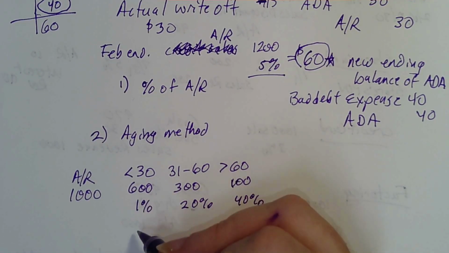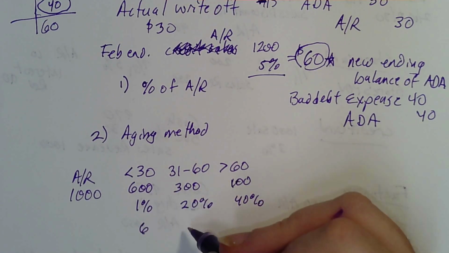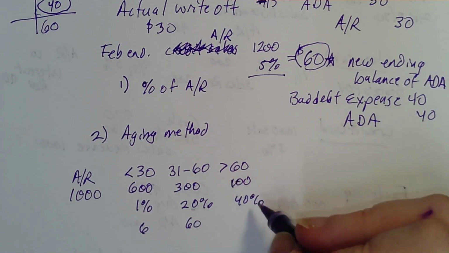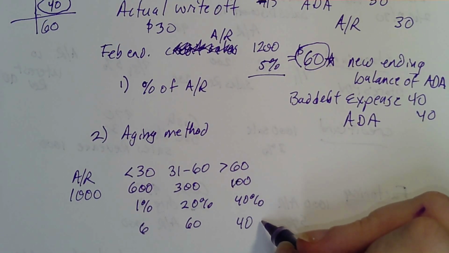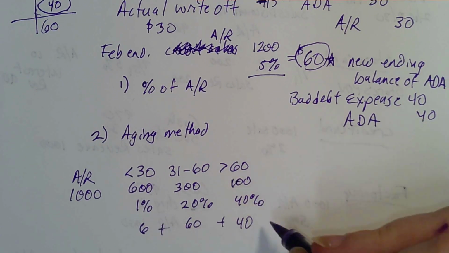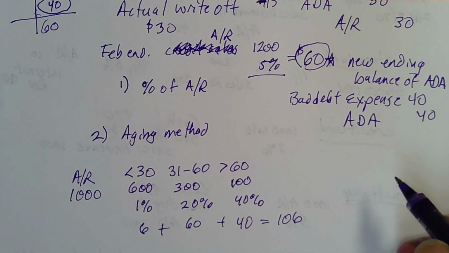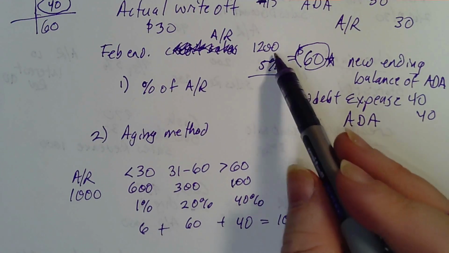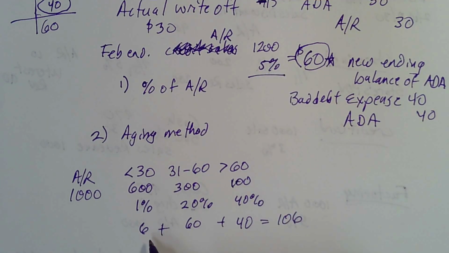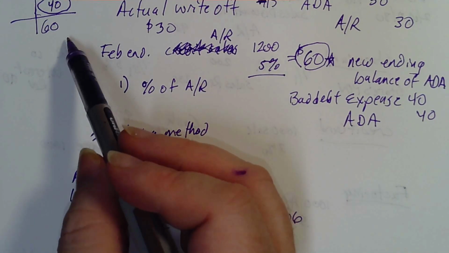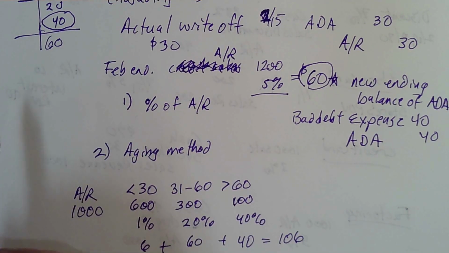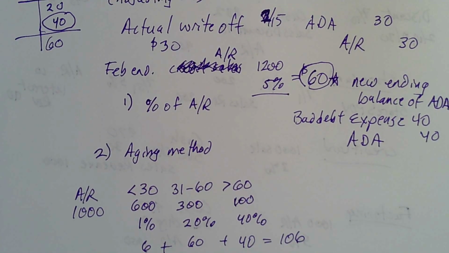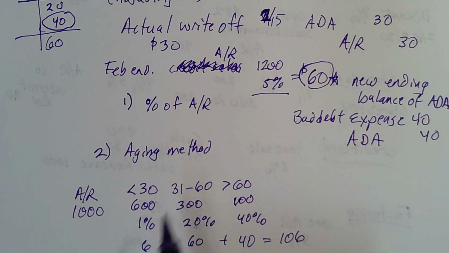So 1% of 600 is going to be 6. 20% of 300 is going to be 60. And 40% of 100 is going to be 40. You would add those up, and that would be 106. Here we just did it as 5% of 1,200. Here we actually looked at how overdue they were and came up with a different number. So rather than 60, it would have been 106 there, so the difference would have been 46. So two methods: percentage of AR and the aging method.